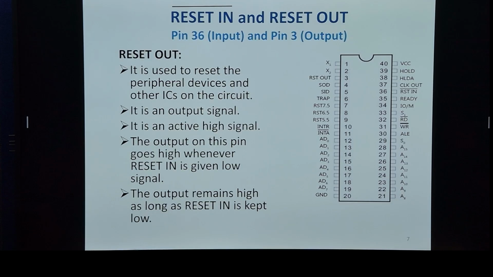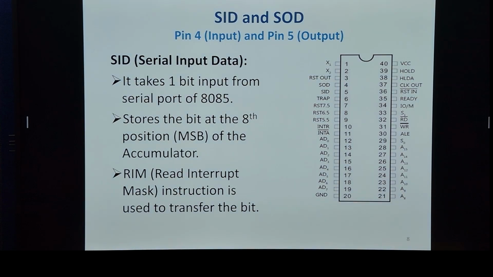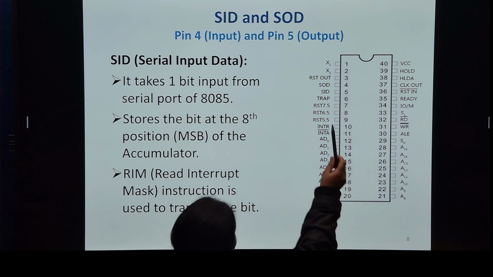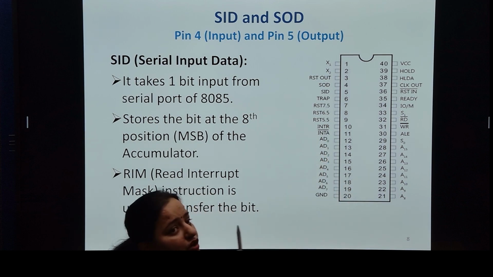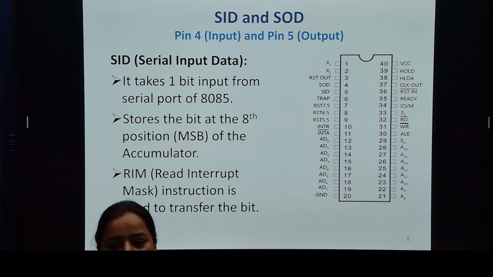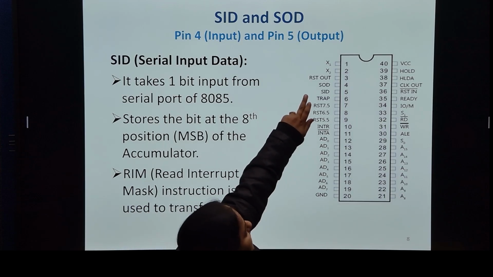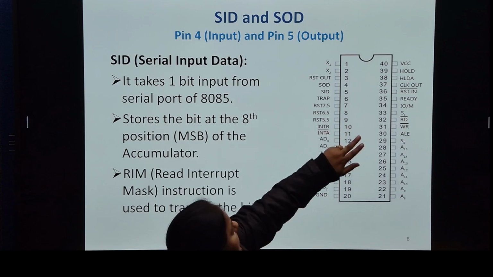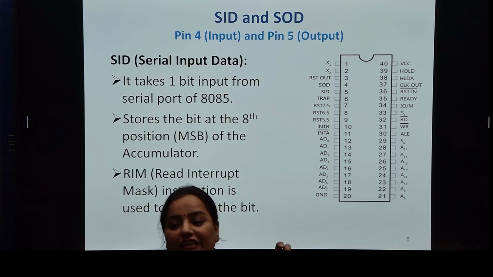Next is pin number 4 and pin number 5. These two pins are serial communication pins. Serial communication means we can transfer the data one bit at a time. Here SOD stands for serial output data and SID stands for serial input data.